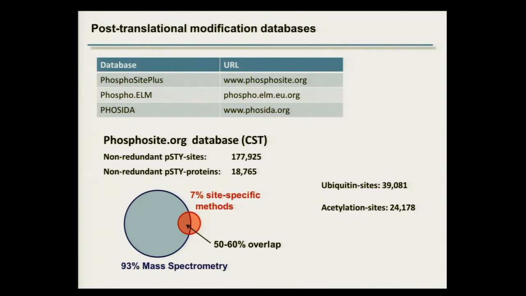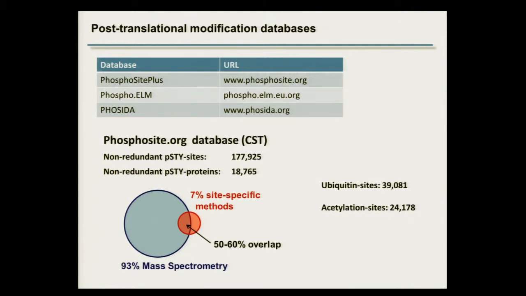All of those global post-translational modification data sets get currently curated in public databases. The best one out there is PhosphoSitePlus. There are also others out there like PhosphoELM and PhosCEDA, but they don't contain so many data sets. The nice thing about the phosphosite.org database from Cell Signaling Technology is that it has information from over 14,000 studies, so it really has a wide coverage. And what you see there nowadays is that there are almost 180,000 phosphosites reported already on 18,000 non-redundant proteins.